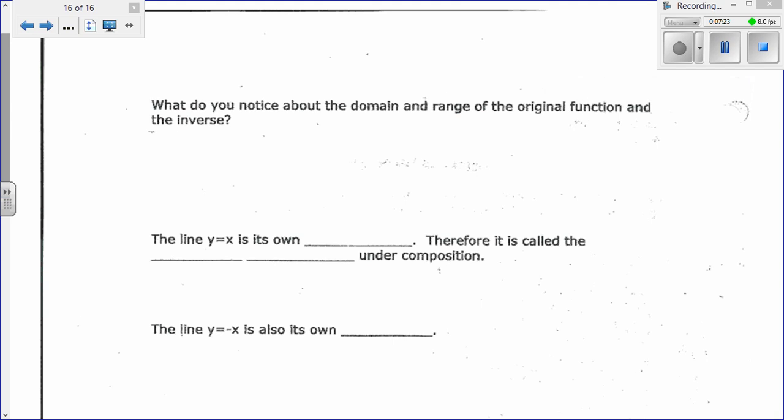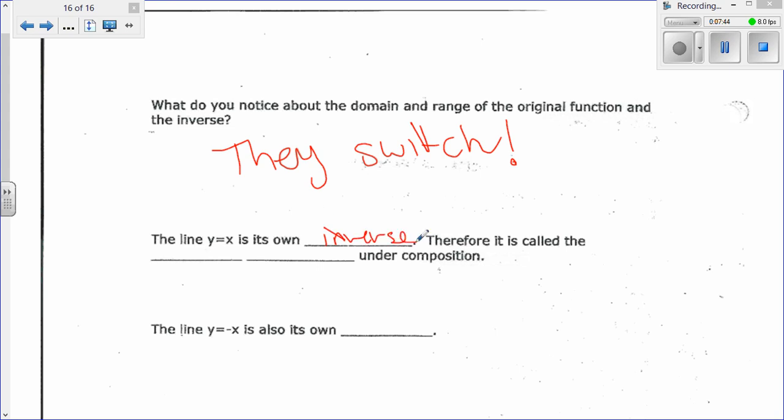What do you notice about the domain and the range of the original function and the inverse? We just talked about that. They switch. The line y equals x is its own inverse. Therefore, it's called the identity function under composition. The line y equals -x is its own inverse.